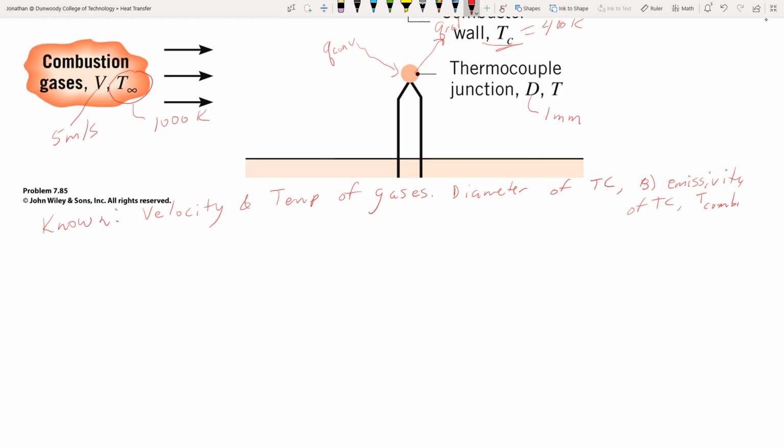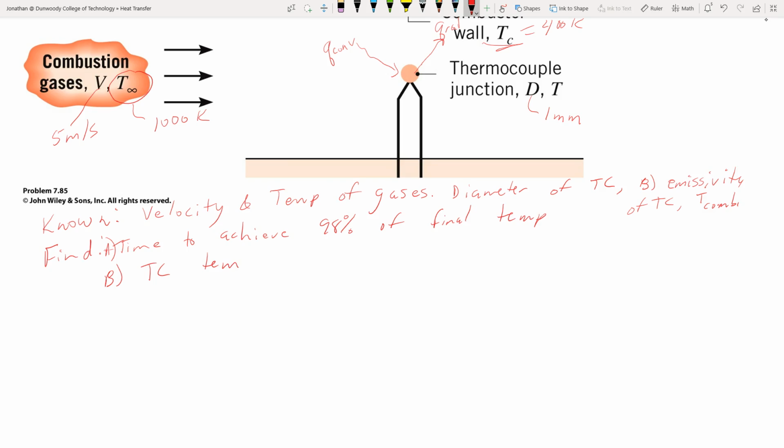What are we looking for? We're looking for the time to, this is part A, the time to achieve 98% of final temp. I don't know if that makes sense, maybe not the best way to phrase that. For the temperature difference between these two to reach 98% of, or maybe 2% of what the initial temperature difference was. That's part A.